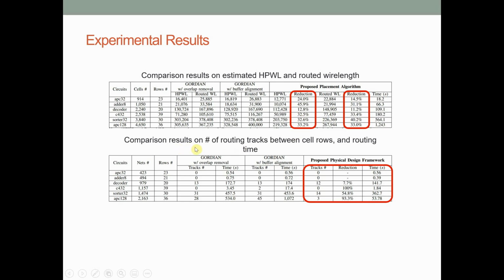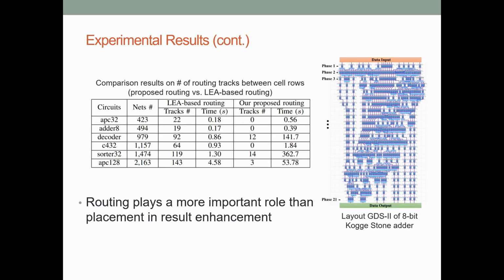And if we consider the number of routing tracks, we can see that the proposed physical design framework also reduces the number of required routing tracks between the cell rows. In this way, we can also significantly reduce the height. This is also attributed to the placement.